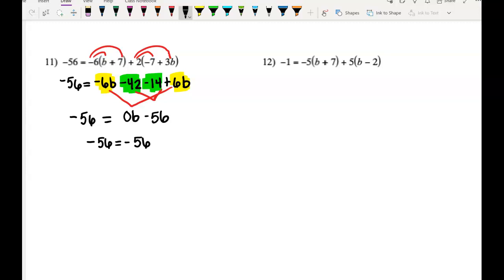What did we say was the solution when the variable disappears and the two numbers left equal each other? Yeah, this is your IMS. This is your infinitely many solutions. This is your IMS because it doesn't matter what the value of b is. Negative 56 is always going to equal negative 56. So I can put any value in for b and make this equation work.